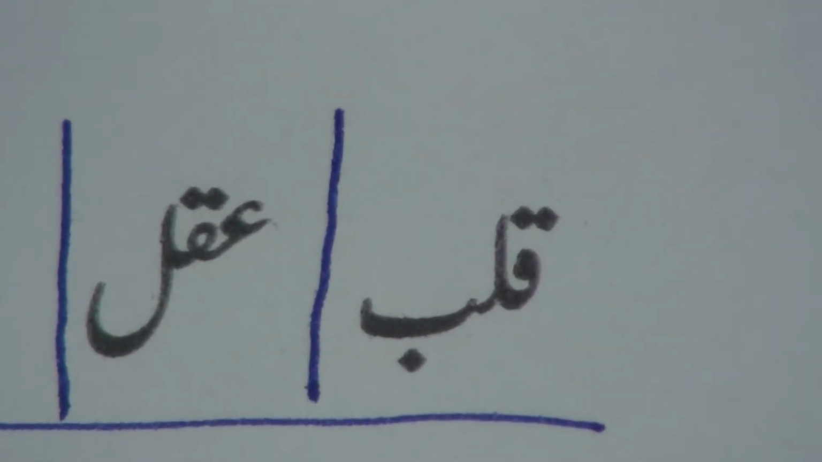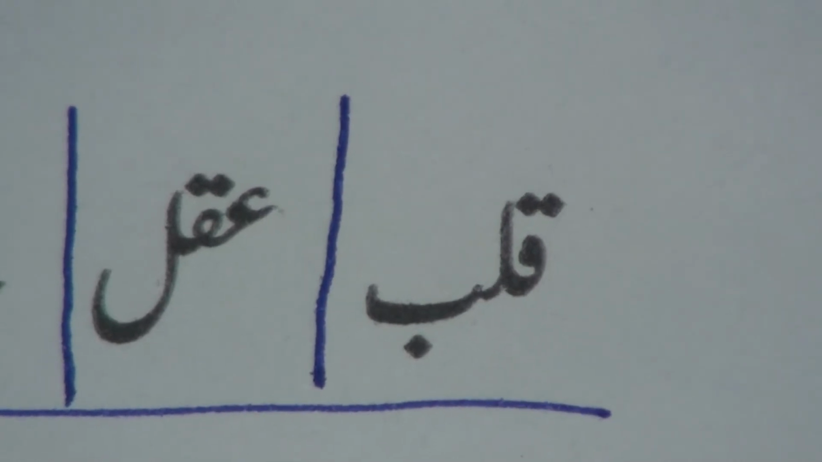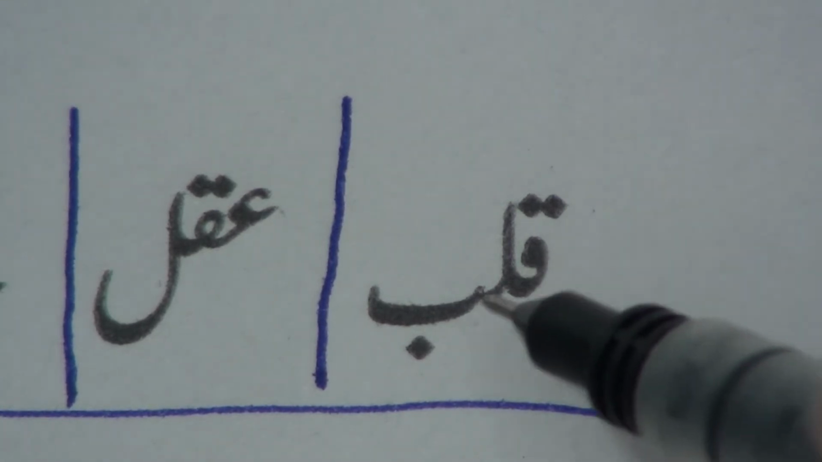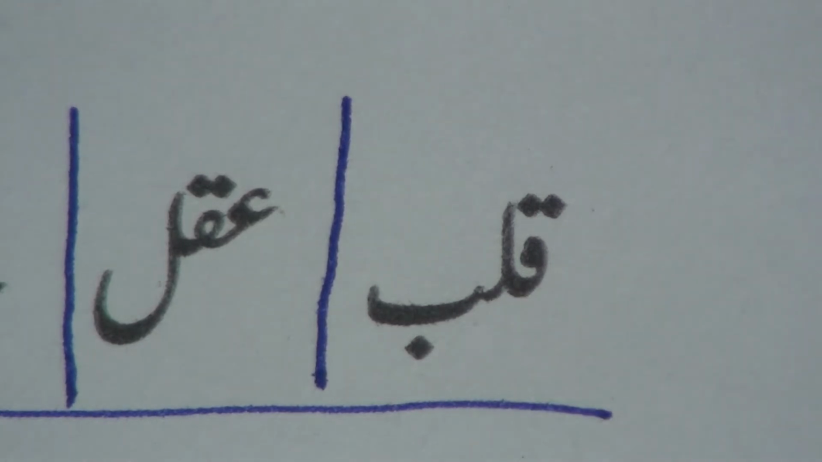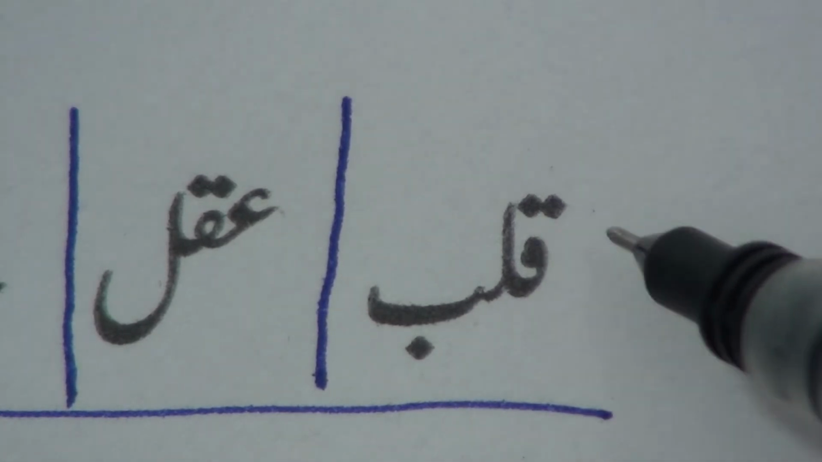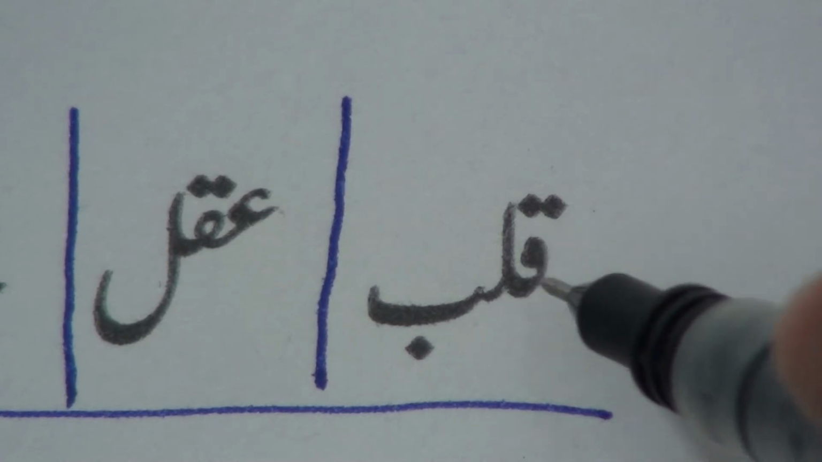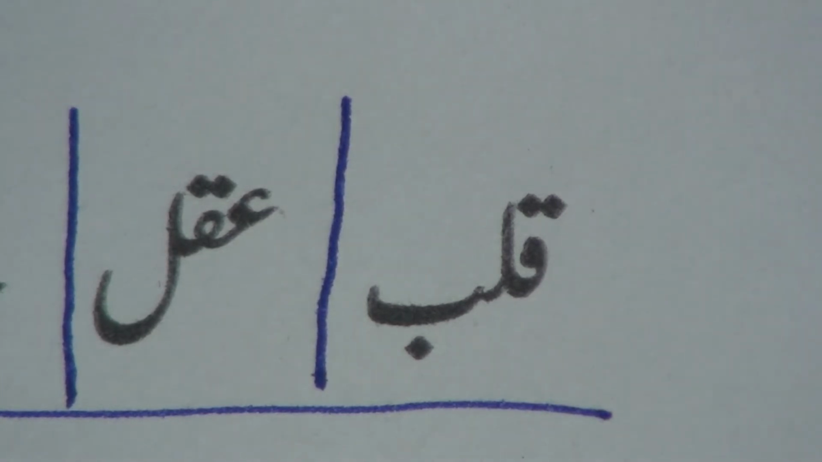Now let's see some words. Qalb. Qaf, lam, be, qalb. Qaf is at the beginning of the word qalb.